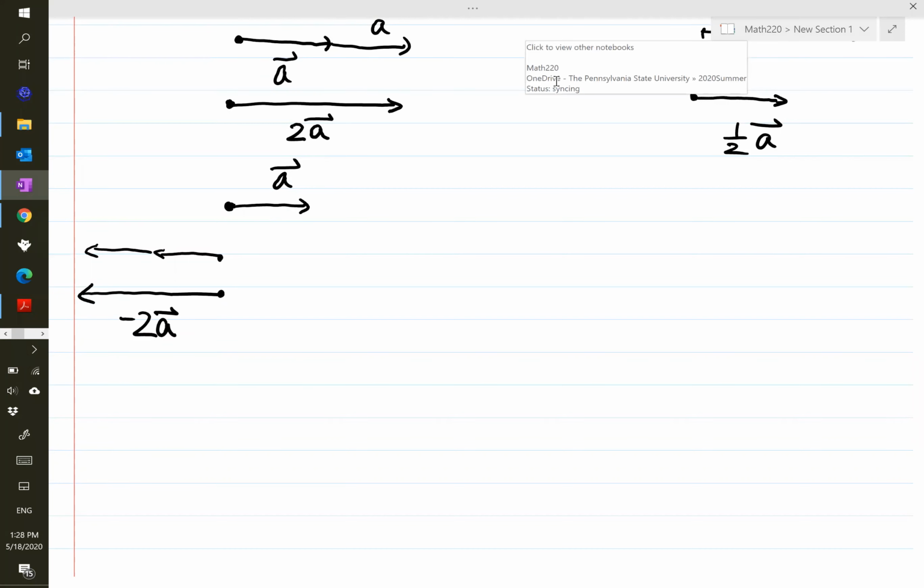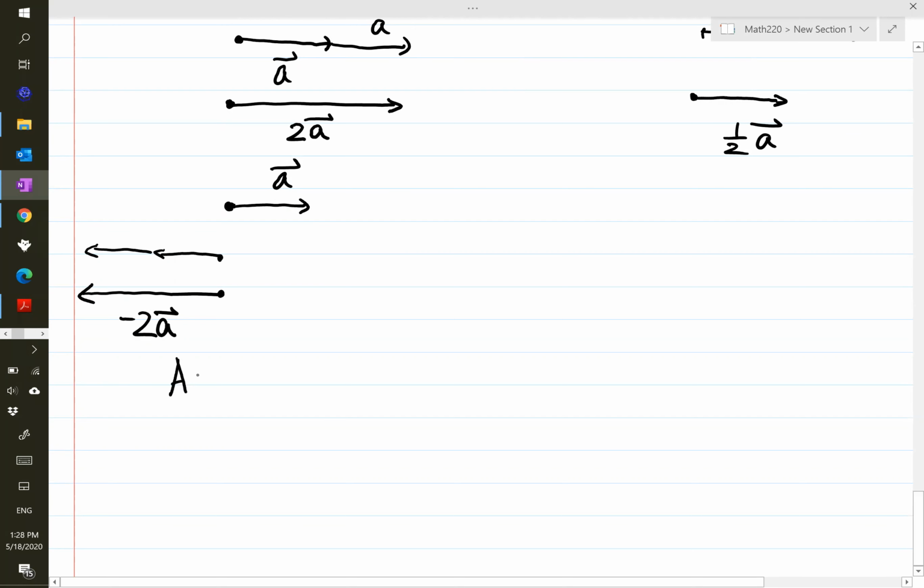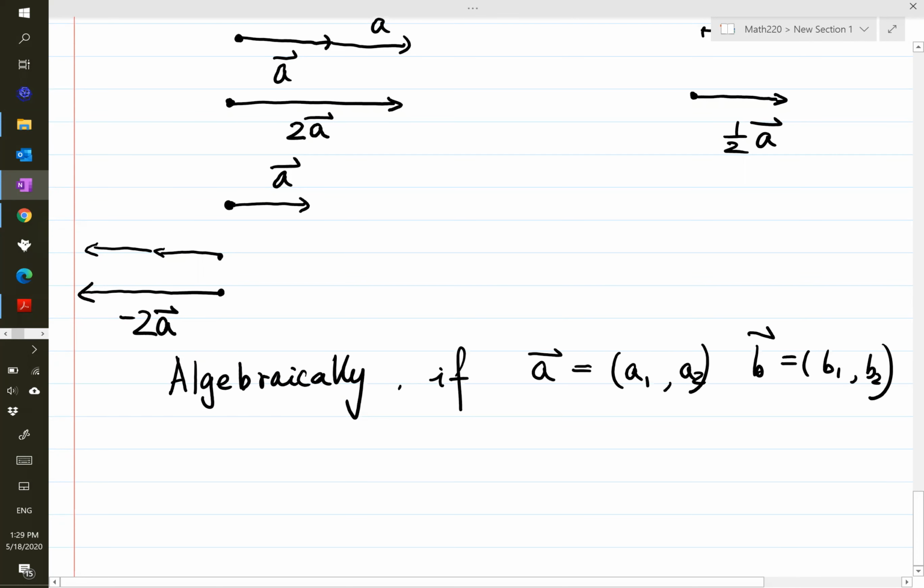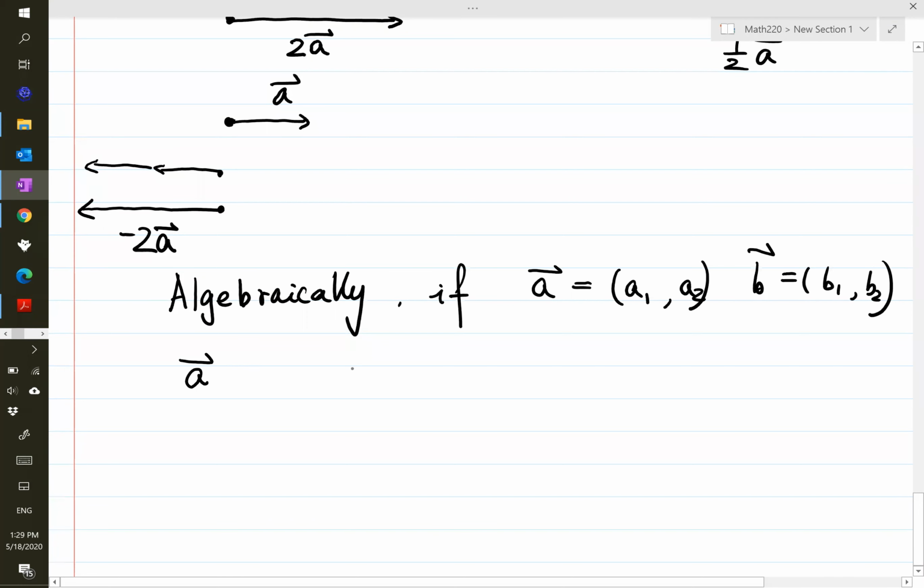Now, how do we do these operations if we use coordinates? Geometrically, we just rescale. Now, how do we do it algebraically? Algebraically, if A has coordinates A1, A2, and B is B1, B2, let me add them. To add two vectors, we simply add the coordinates.